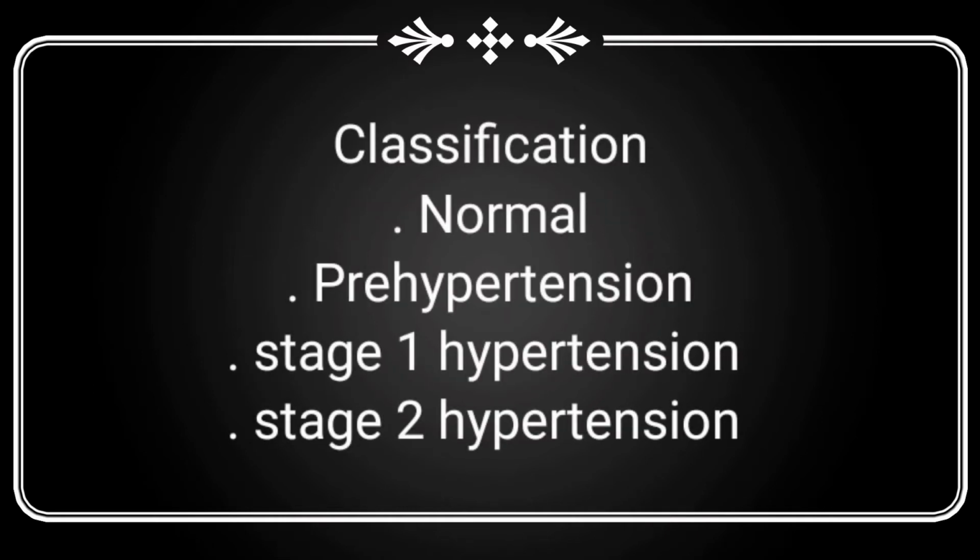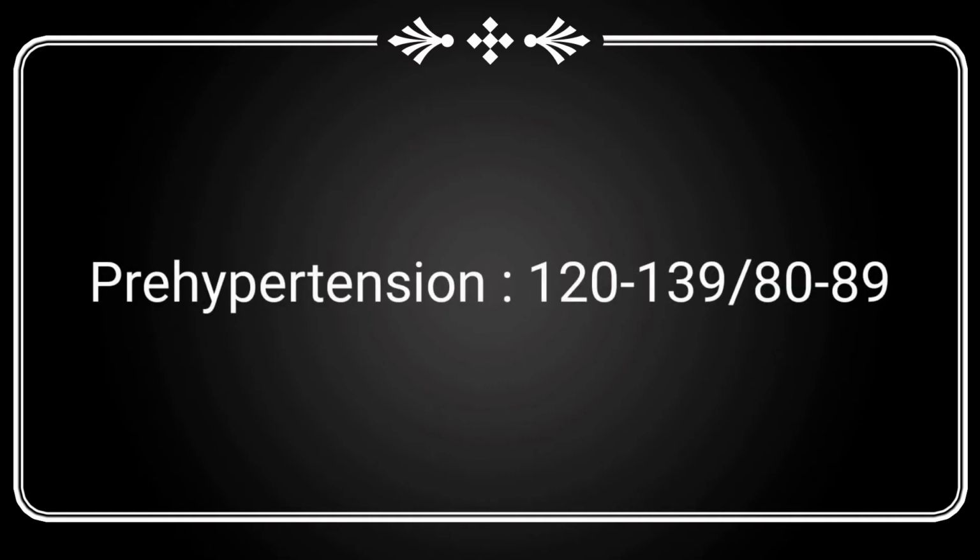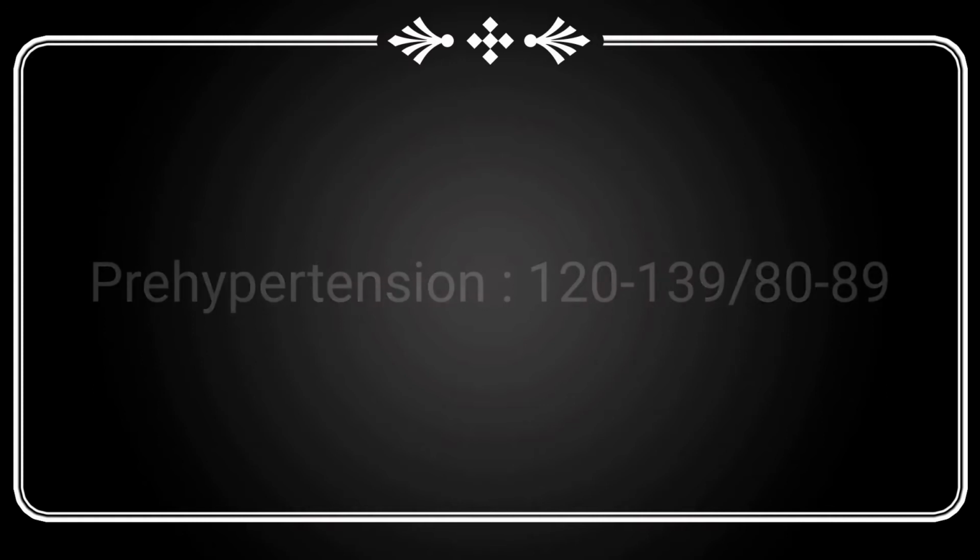Now, I'll describe classification of hypertension. It is classified into normal blood pressure, prehypertension, and hypertension. Hypertension is further classified into stage 1 and stage 2. The normal blood pressure is systolic less than 120 and diastolic blood pressure less than 80 millimeters of mercury. In prehypertension, systolic blood pressure is 120 to 139 or diastolic blood pressure is 80 to 89.